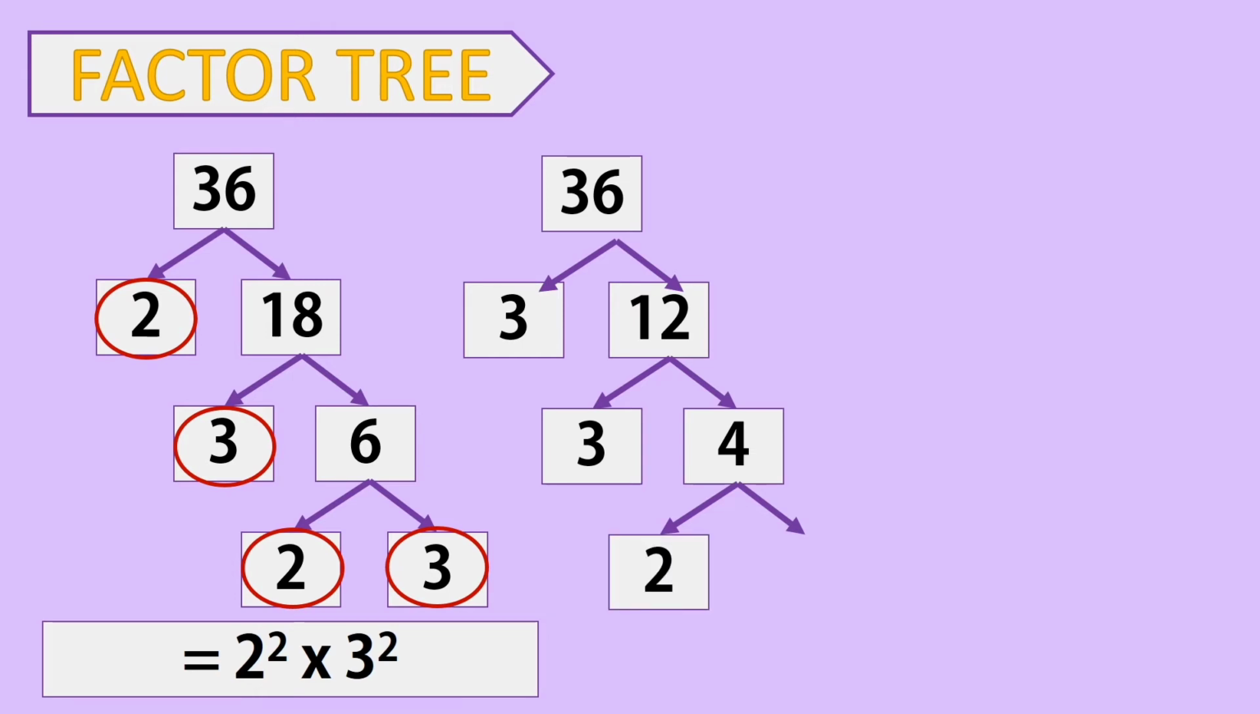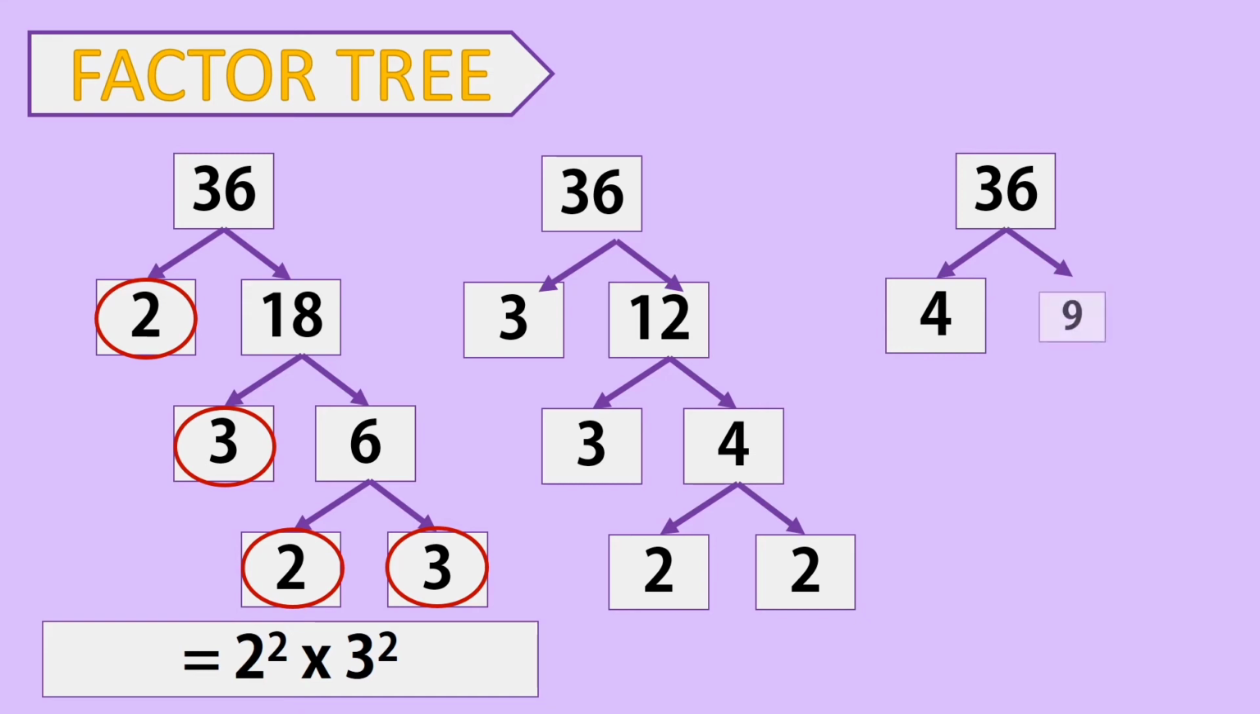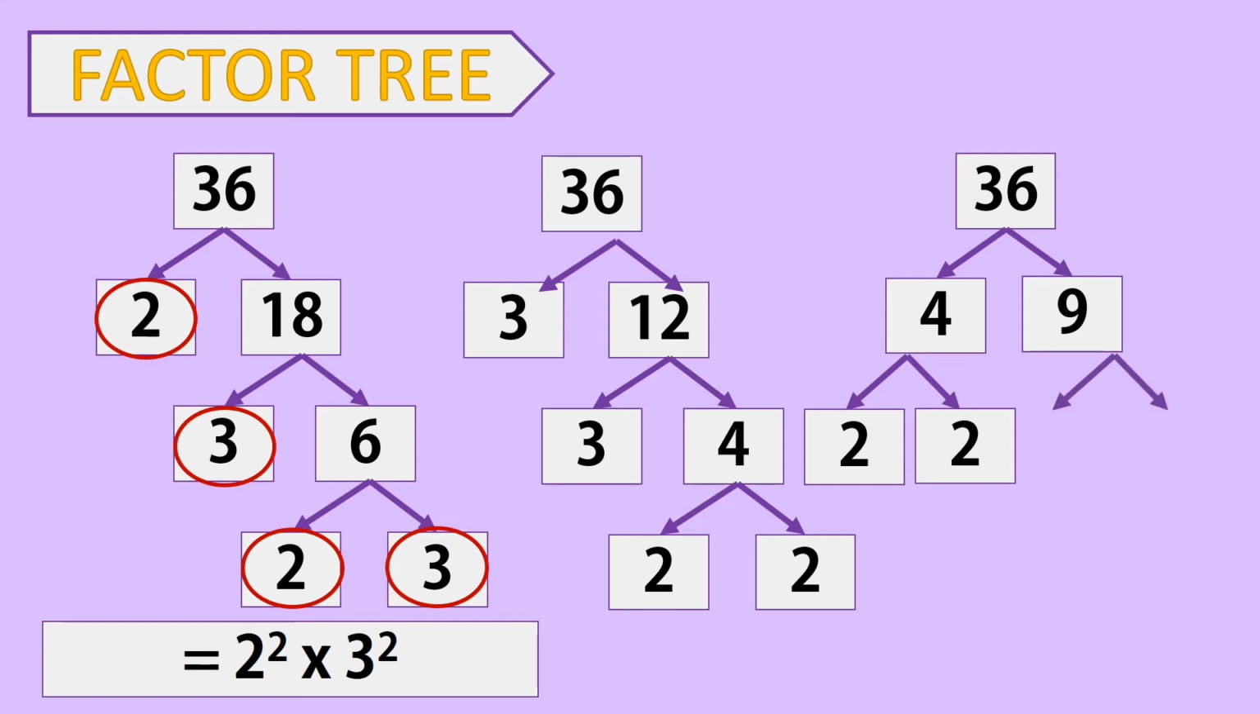2 and 2 are factors of 4 because 2 times 2 is equal to 4. Now, let's get again the prime factors of 36 using different factors. 4 and 9 are also factors of 36. So let's just continue breaking down the number into two factors until all the remaining numbers are prime.